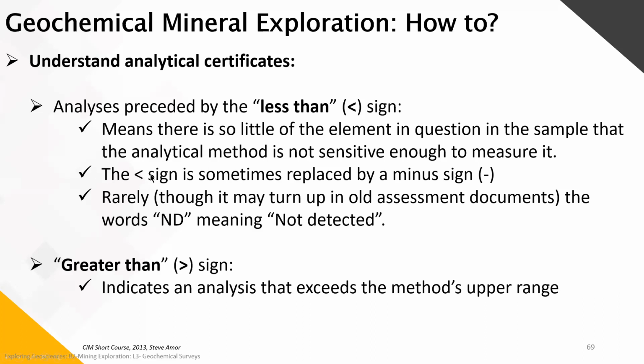The less than sign is sometimes replaced by a minus sign, and rarely we have an ND, meaning it's so small or so low it was not detected at all. We have also the reverse, which is the greater than sign, which indicates an analysis that exceeds the method's upper range. That often happens with higher concentrations, especially with gold. If we have 10 grams and more, we need to change the method to make sure that we have the exact analysis for the gold.